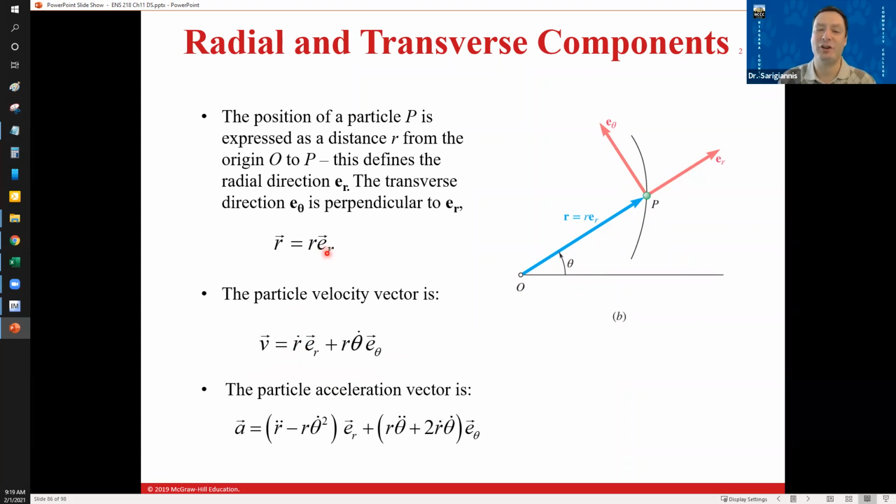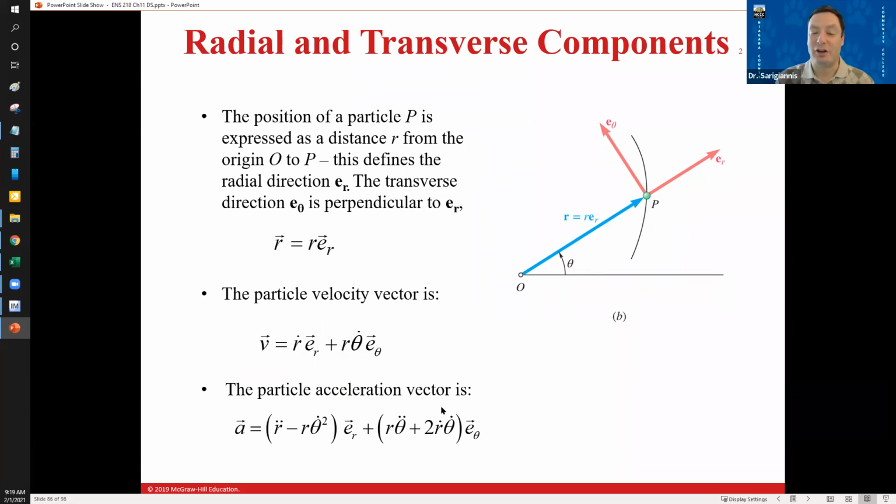Your velocity vector is actually this. Both of these are differentiable with respect to time, right? So you've got dr/dt e_r, plus r dtheta/dt e_theta. This comes out of just a substitution. Do I have this on the next? I don't know. I might have this in the example.